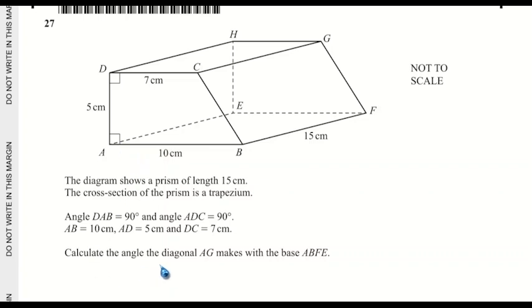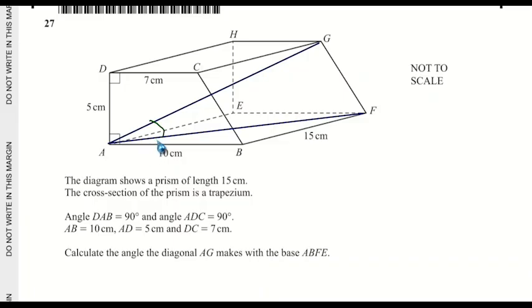Calculate the angle the diagonal AG makes with the base ABFE. So let's draw the diagonal, from here to here. This is AG. And the angle it makes with the base, we can draw something like this here. And the angle between them is this angle here.